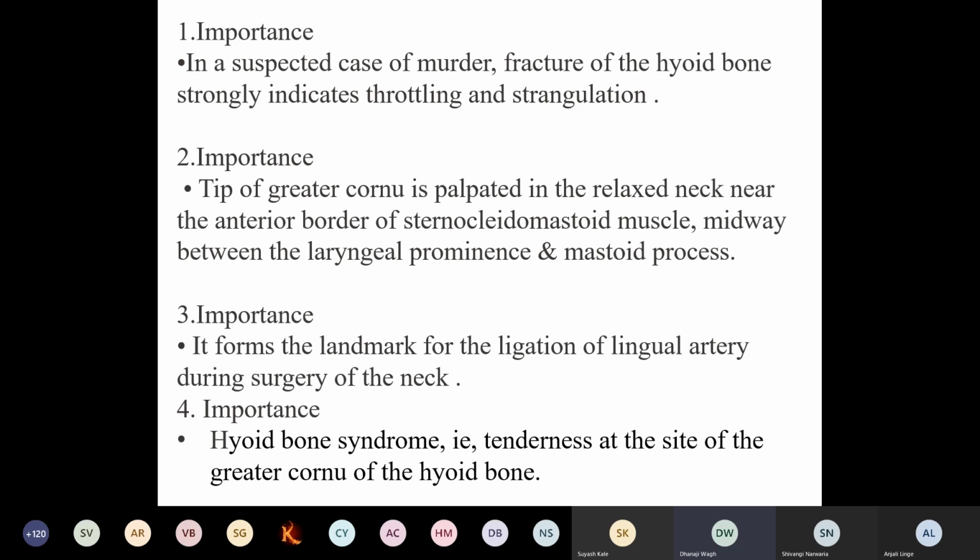Now there is the importance of this hyoid bone. In suspected cases of murder, fracture of the hyoid bone strongly indicates throttling and strangulation. The other importance is that it forms the landmark for the ligation of the lingual artery during surgery of the neck. And another important point, there is hyoid bone syndrome. We'll see this in the next slide. There is tenderness at the site of the greater cornu of the hyoid bone.